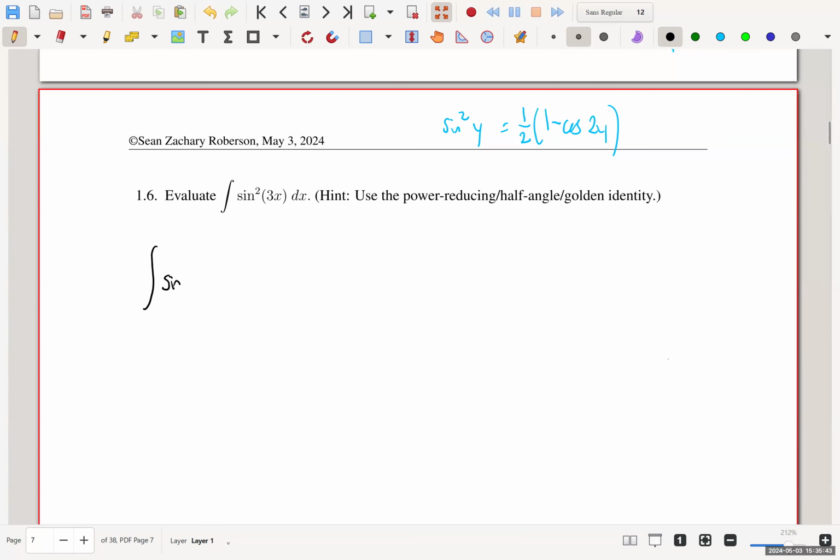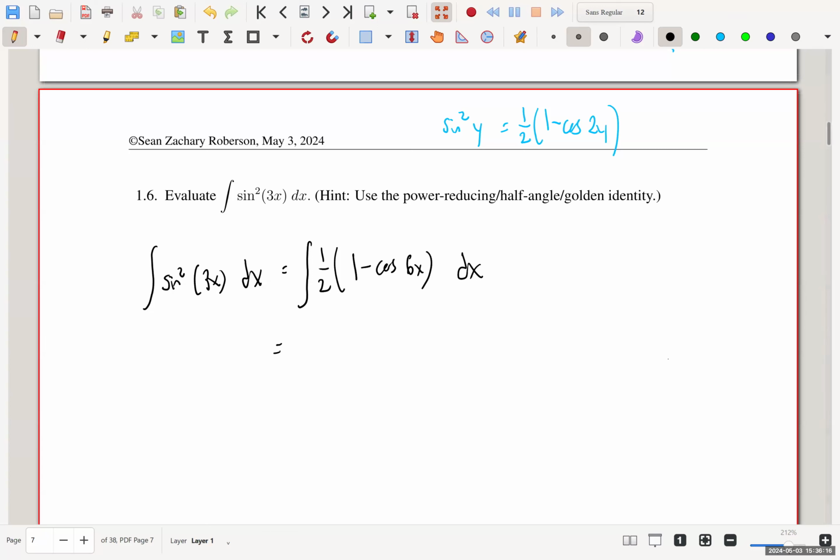So the integral of sine squared 3x dx is equal to the integral of 1/2 of 1 minus cosine. So I got half the value. Now I double the angle. What's twice my angle here? 6x. Now it's an easy integral. Straightforward. Multiply through. You have a constant there, so it becomes a linear function because of the power rule. We're integrating cosine. We know how to handle that.